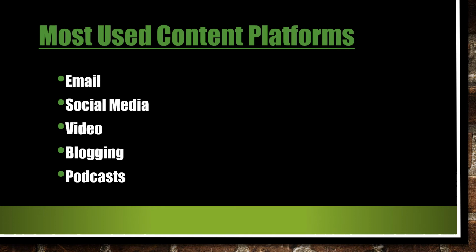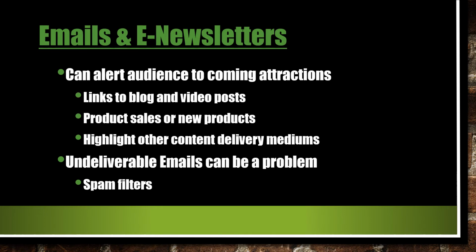Use these platforms. The emails and newsletters, they can alert your audience to coming attractions. You know, hey, we do have new plants in. We just got our first shipment of dogwoods in. They dug them this fall. They're here now. Anything like that can do it. You can have links to the blog and video posts. So you can put a hyperlink in there to your YouTube channel and the videos that are talking about the new dogwoods that just got here.